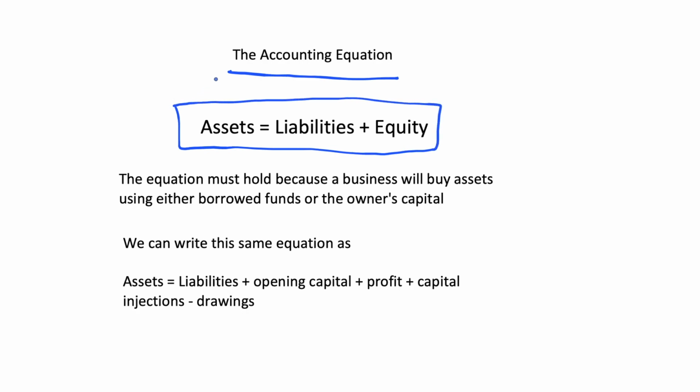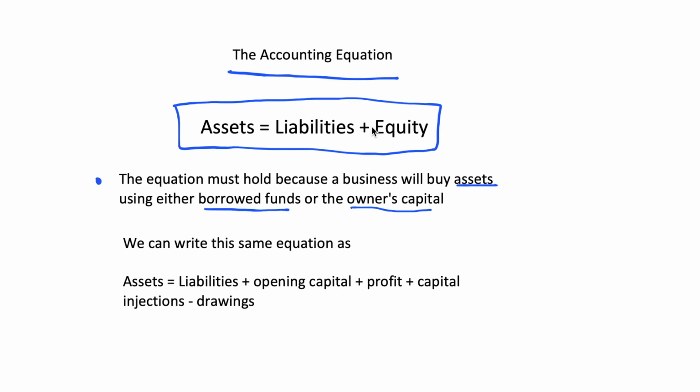We might also see this as assets equals liabilities plus capital, or we could see this arranged slightly differently, so we could have assets minus liabilities equals equity, but that's just a rearrangement and it would all be the same equation. So this is our key accounting equation, and this equation must hold because a business will buy assets using either borrowed funds or the owner's capital.